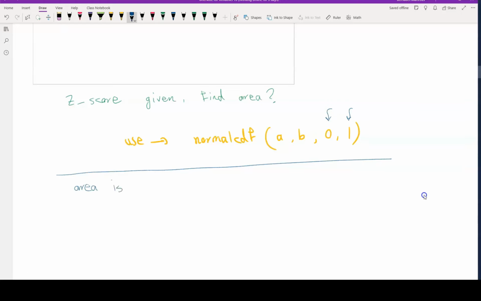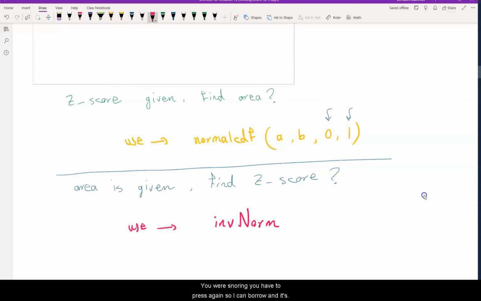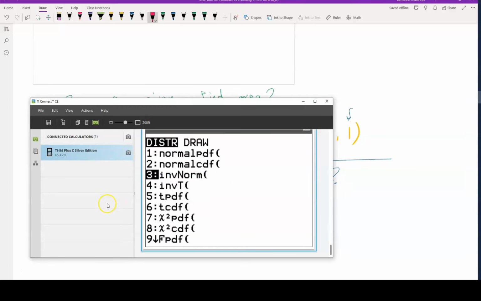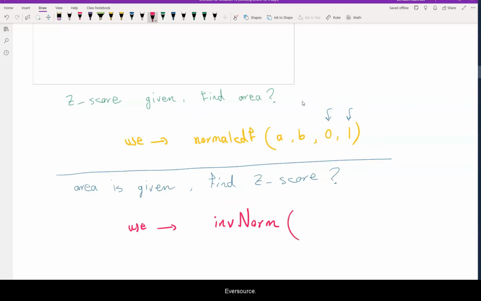What if area was given and it was asking to find z-score? In this case, we have to use this function, inverse norm. So for inverse norm, you have to press again second VARS, and it's number 3. So normal CDF is number 2 and inverse norm is number 3. For inverse norm, here we have to enter whatever our area was, mean 0, standard deviation 1.